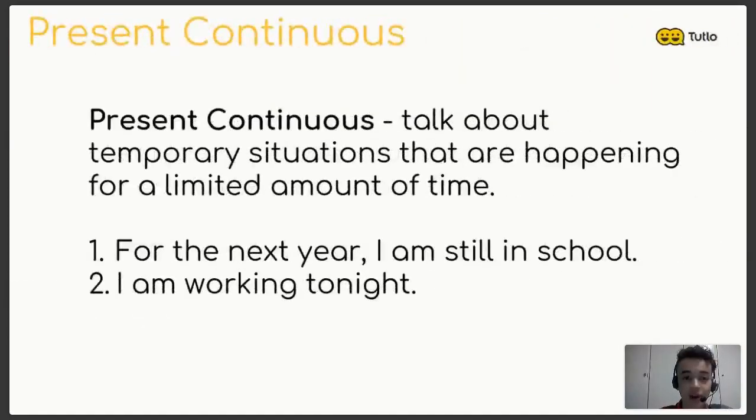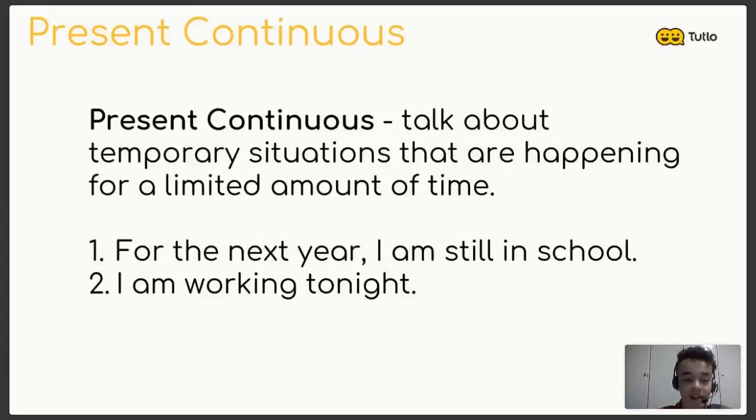Now, let's move on to the present continuous tense, all right? So present continuous tense talks about temporary situations that are happening for a limited amount of time, all right? The temporary situation is not permanent. It only happens for a little bit and then it's done, all right? So let's take a look at the 2 sentence examples. Sentence number 1 says, for the next year, I am still in school. That is the present continuous tense because it's temporary. He only says for the next year.